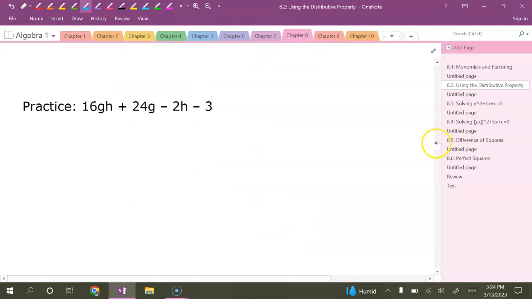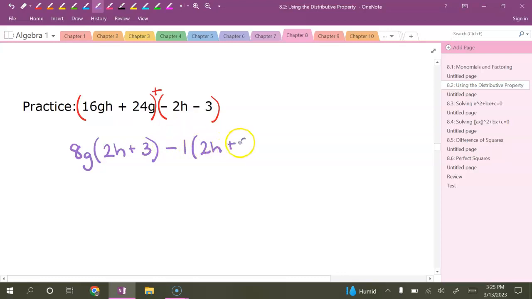Now for the second practice problem, again we grouped the first two, and then I'm going to group the second two, and I'm going to put a plus sign in between them because I'm pulling that negative into the parentheses there. From the first grouping, I was able to take out an 8 and a g, and that leaves me with 2h plus 3. And from the second group, I want to take out a negative 1. That way this becomes 2h plus 3. And so now they match again.